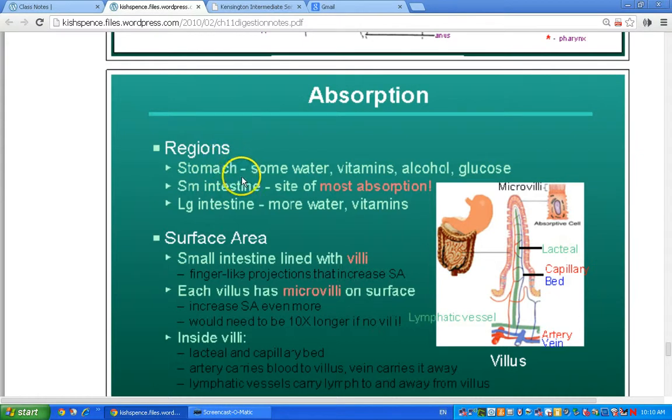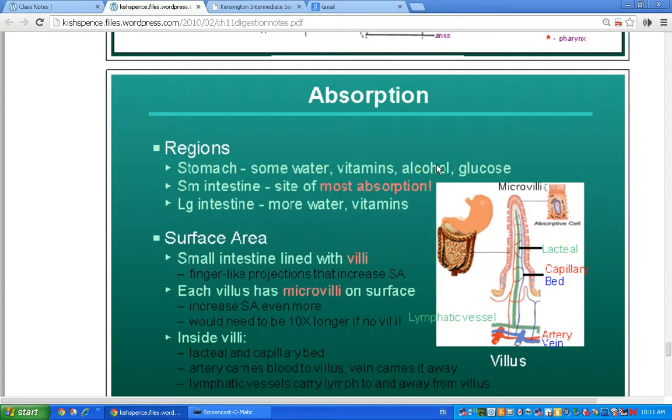But most of it happens in the small intestine. In your stomach, some water and some vitamins. Remember, water and vitamins are small enough that they can be absorbed right away. And glucose, so if you had a chocolate bar or candy, a lot of those will have simple sugars already. So once you start sucking on a candy or breaking apart a chocolate bar, some of those will be freed up and they can be absorbed right away. So that's why you get a sudden energy rush from them.